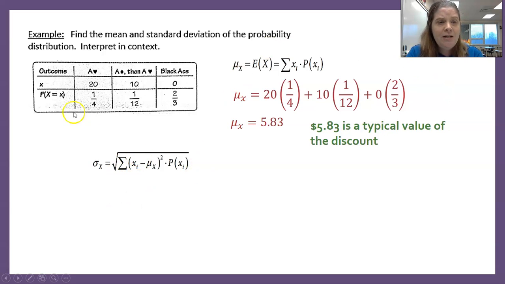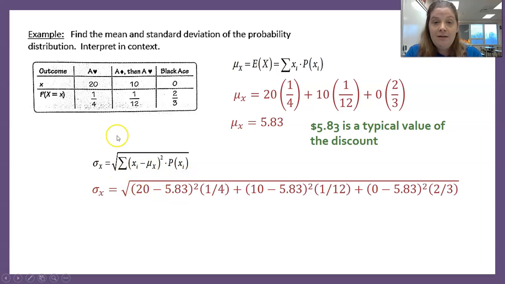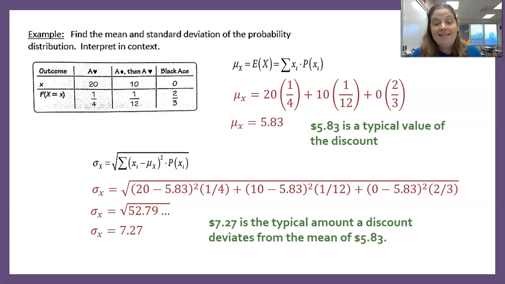Okay, here's my standard deviation. Again, I'm going to take every x, so 20 and 10 and 0. I'm going to subtract the mean and square it, and then multiply by the probability. So 20 minus 5.83, the mean, squared, times 1/4, that probability. And then 10 minus the mean, 10 minus 5.83, squared, times that probability, 1/12, plus 0 minus the mean, 5.83 squared, times that probability. I pop that in my calculator, I get about 52 under the radical. Okay, and I take the square root, I get 7.27. So remember, $7.27 is the typical amount that a discount, a value of my variable that I see happen, deviates from that mean of 5.83.